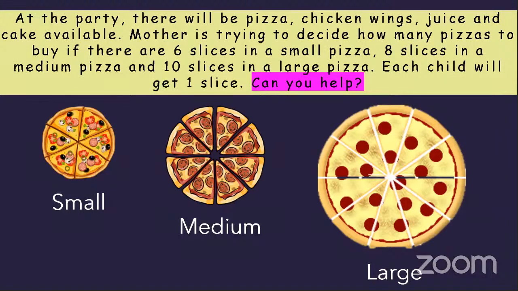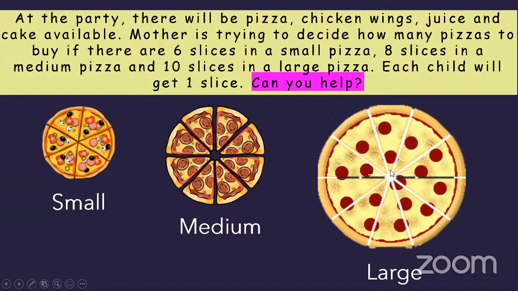So with these things that will be at the party, mother is trying to decide how many pizzas to buy if there are 6 slices in a small pizza, 8 slices in a medium pizza, and 10 slices in a large pizza. Good job, Azaria James. Yes, you can go ahead and draw them as well. So with the pizzas here, it's telling you how many slices in the small. In the small, you can see we have 6 slices here. In the medium, we have 8 slices, and in the large we have 10 slices.